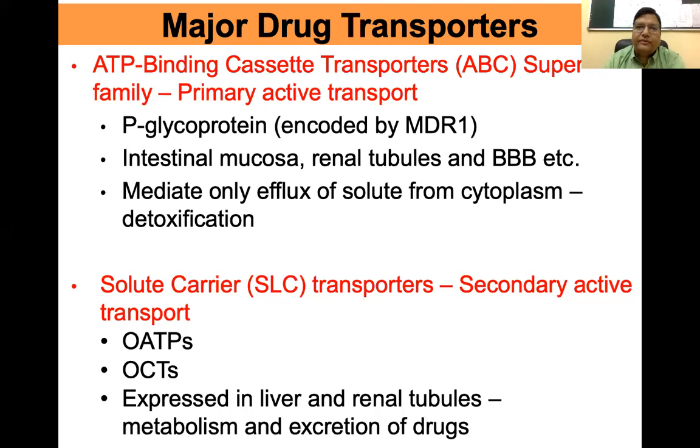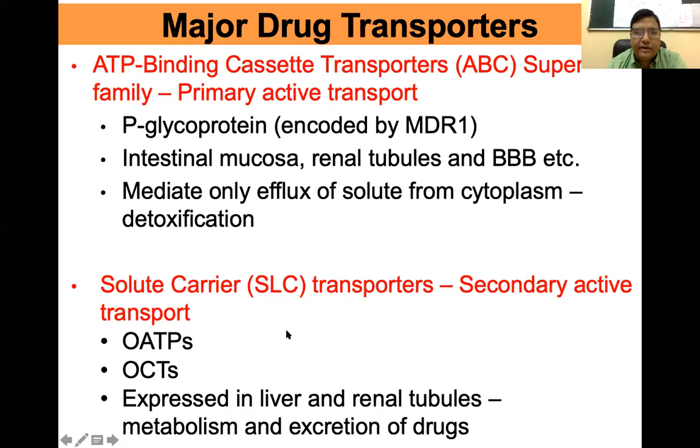So there are two types of transporters across the biological membrane. One is the ATP binding cassette or the ABC superfamily, which is known as the primary active transport. The glycoprotein present in the biological membrane belongs to this ABC class of transporters. They are present in the intestinal mucosa, renal tubules, and the blood-brain barrier. And their main role is efflux of solutes from the cytoplasm, and thereby they help in detoxification.